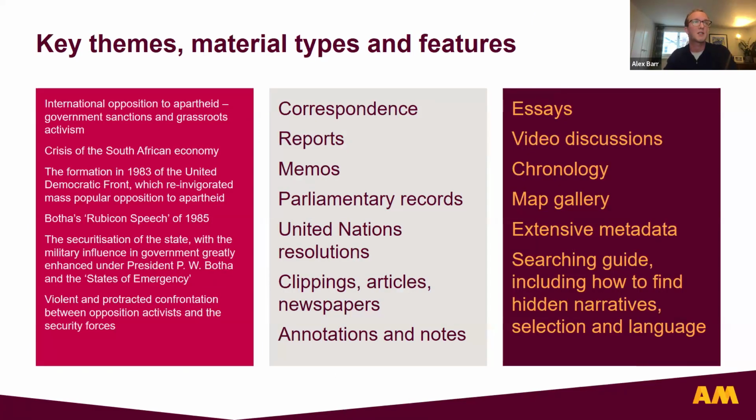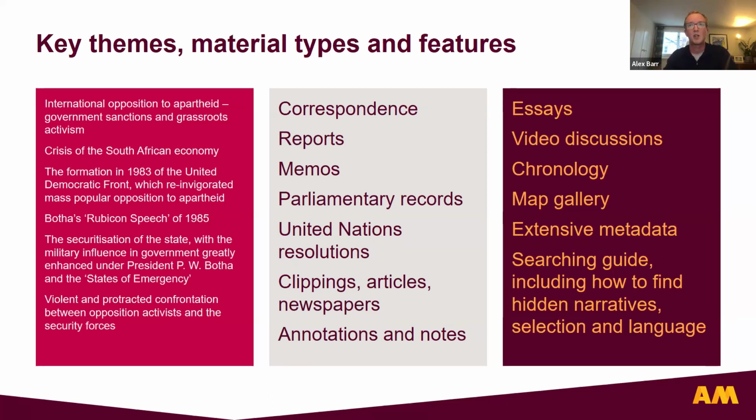So what can you expect from this new collection, this new section? Well, our key themes start with that broad spectrum of international opposition to apartheid, ranging from government sanctions and embargoes through to developing grassroots activism and student protests in the UK and the US, which called for banks and businesses to divest in South African industries. The success of these movements led to a crisis in the South African economy as trade and investment dried up.